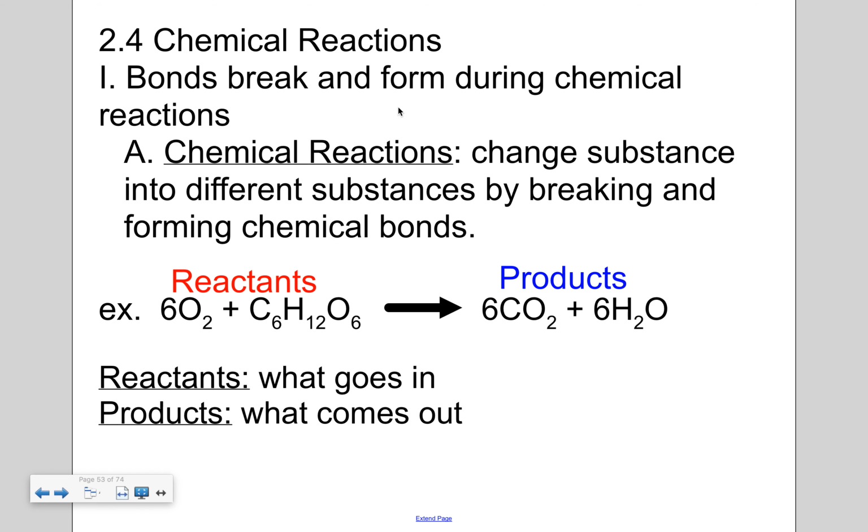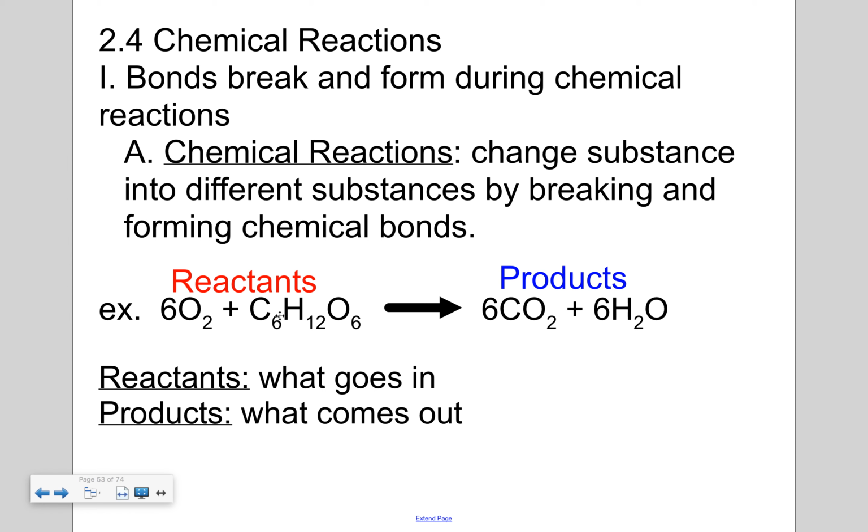Moving on to chemical reactions. A chemical reaction is when you change a substance into a different substance, either by breaking and reforming bonds. Anything that goes into a chemical reaction we call reactants. Anything that comes out of a chemical reaction we call products. Here we have the classic example of cellular respiration: 6 oxygen molecules plus a molecule of glucose yields 6 molecules of CO2 and 6 molecules of water.